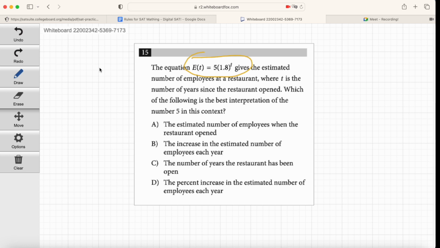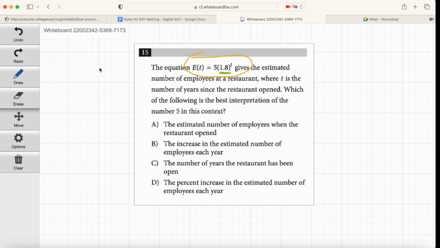What does the 1.8 represent in the function? It's not the time. Time is t. It's not the number of years. Ooh. Yeah, it's not. Percentage? It's a percentage increase is what that is.